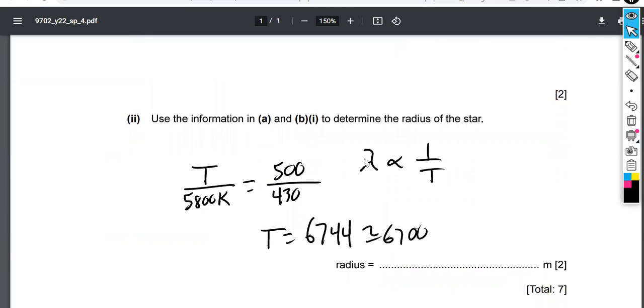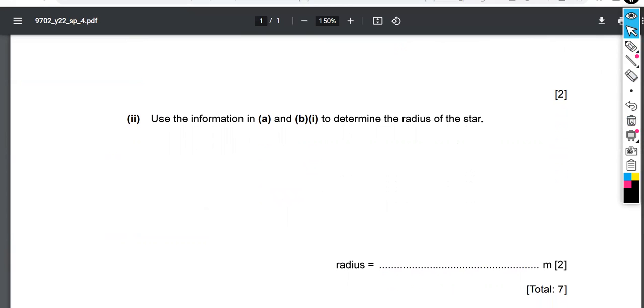Use the information in A and B1 to determine the radius of the star. Well, first, I think what I'll do is let the bell ring, and then I'll finish off that calculation. But I'm not going to pause the video in between. We want to hear what the bells sound like here in the 21st century. All right, have a good day, students. I'm going to continue on with this part 2 here.